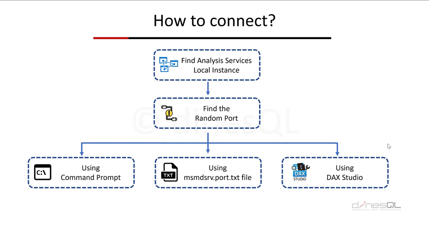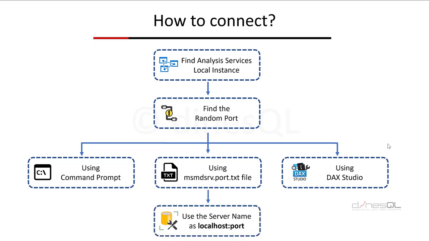So these are the three ways of finding the random port that has been created for your local Analysis Services instance. Once you have the port number, the connection string for connecting with the Power BI Desktop model goes as localhost:port. For example, let's say your port number is 1234, then what you have to type in the server name is localhost:1234. So then you can connect with it and work with it. This is how you make the connection.